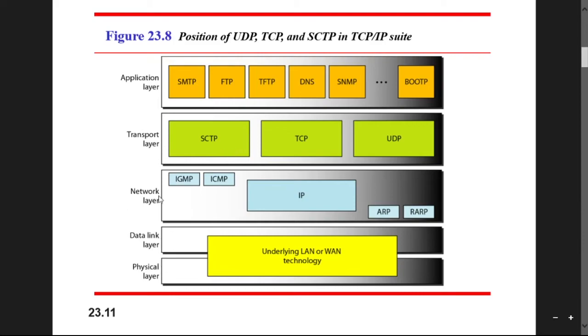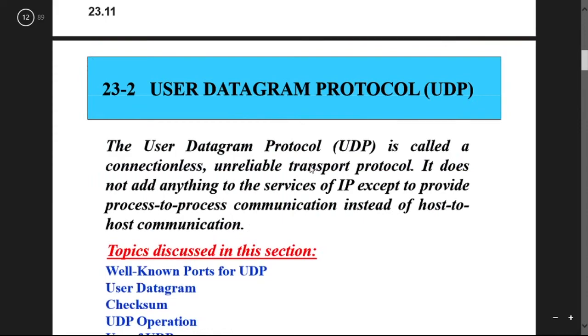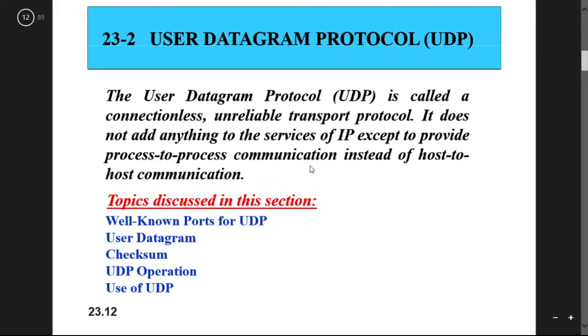After the network layer, the next upper layer is the transport layer, where we have different types of protocol. Mainly we need to study TCP, Transmission Control Protocol, and UDP, User Datagram Protocol. So what is this User Datagram Protocol? This is called connectionless. UDP is a connectionless, unreliable transport protocol. This term is very important.